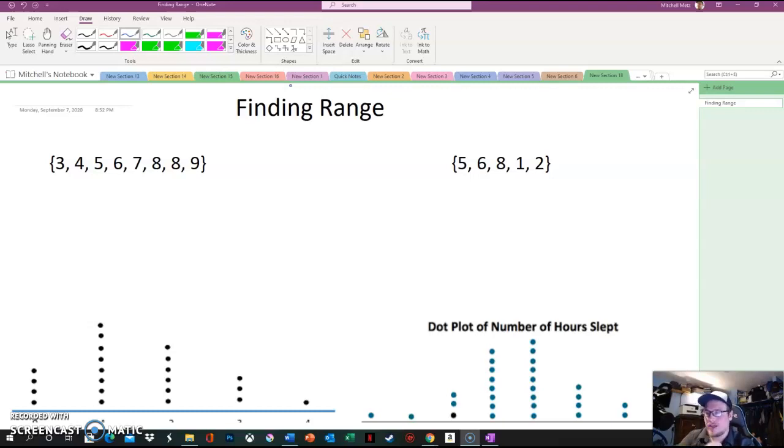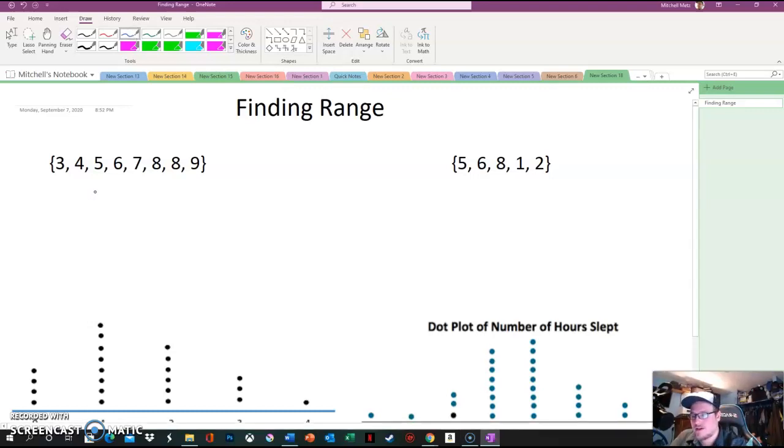Whenever you're finding a range, you just have to identify the greatest value and the lowest value. To make it really easy for yourself, you always want to list your data from least to greatest. If you notice here, it's counting up from left to right: 3, 4, 5, 6, 7, 8, 8, 9. So this is already listed in ascending order, or from least to greatest. So let's find our range.